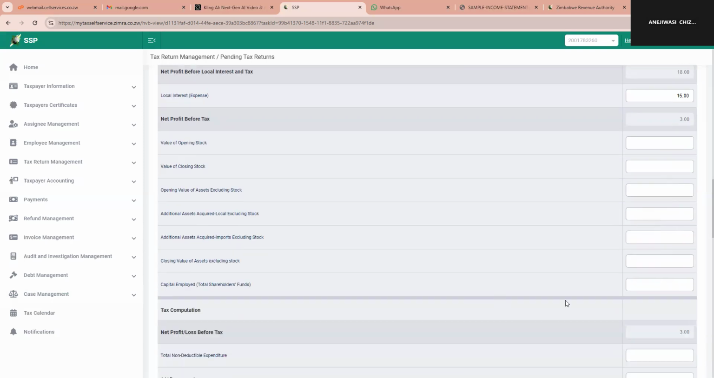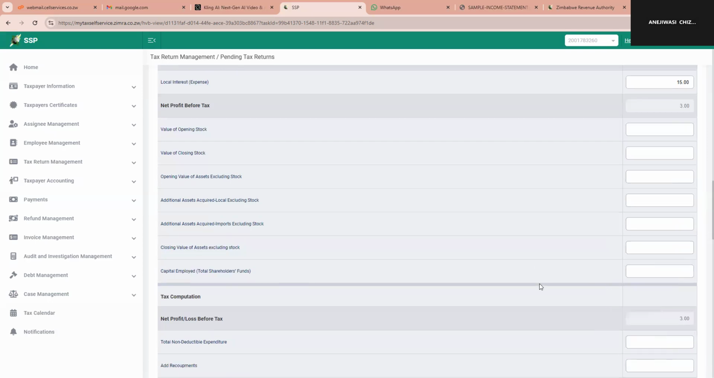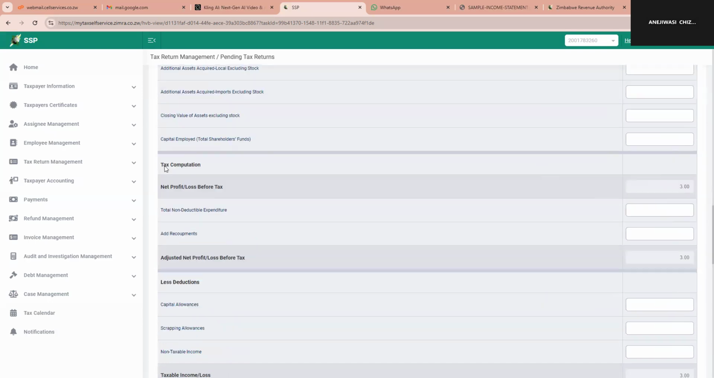Then your capital total employed, that is your total shareholder funds. So this is from your equity section, from your balance sheet. So you're taking up that figure from the equity section, then you are inputting it there. Right. Then you are done. Then the system does the computation, net profit or a loss before tax is $3 in this case.